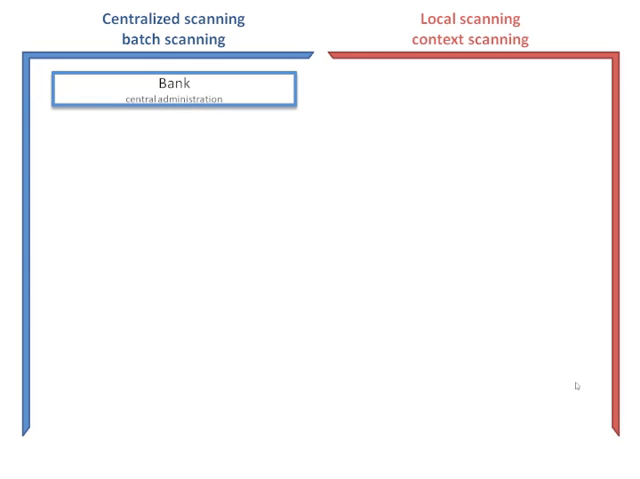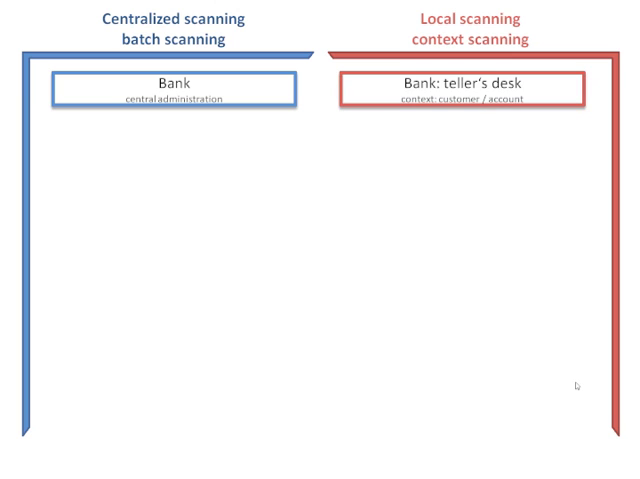One of the first things which come to mind with batch scanning is a huge bank with a central administration. Thousands of documents must be scanned there. But there is also the teller's desk, where the clerk is in touch with the customer and documents like ID cards or birth certificates must be scanned too. Well, this can be scanned in the context of the customer or the account.